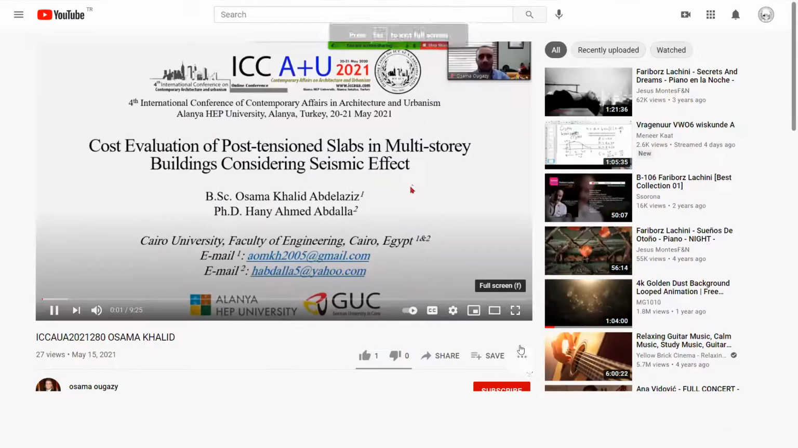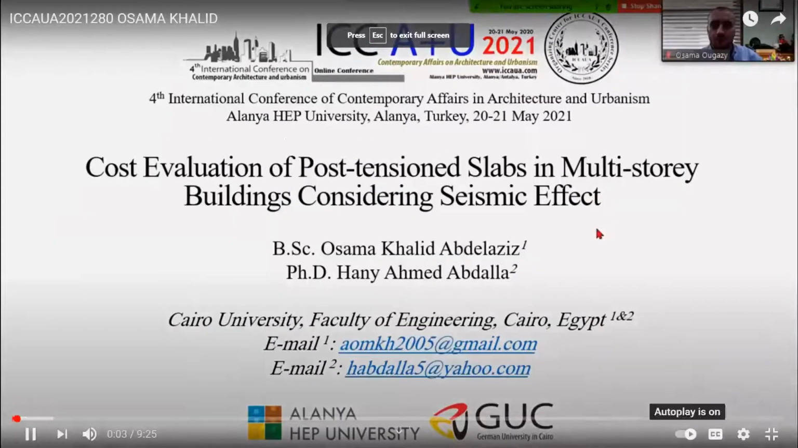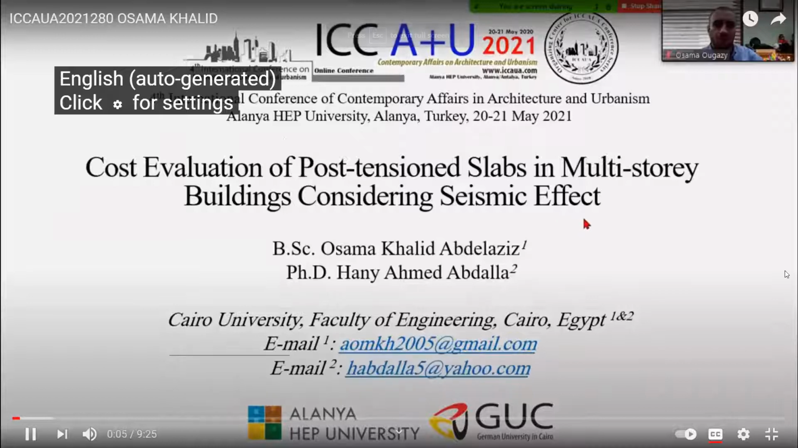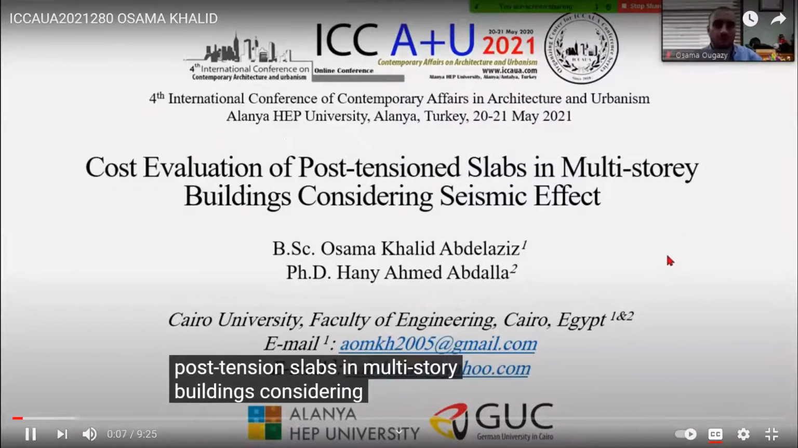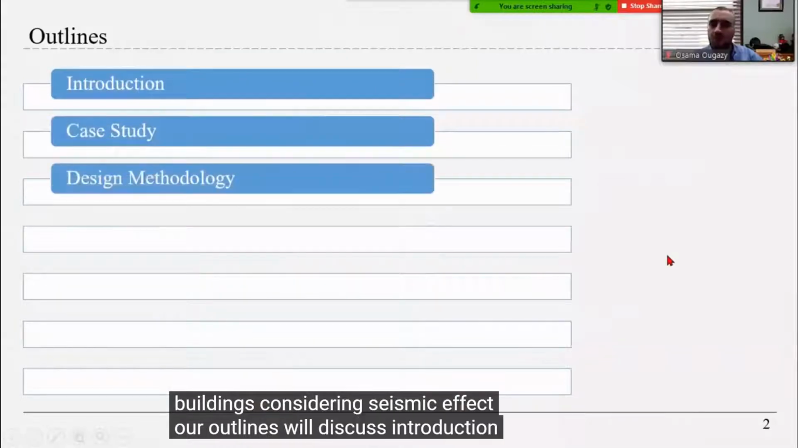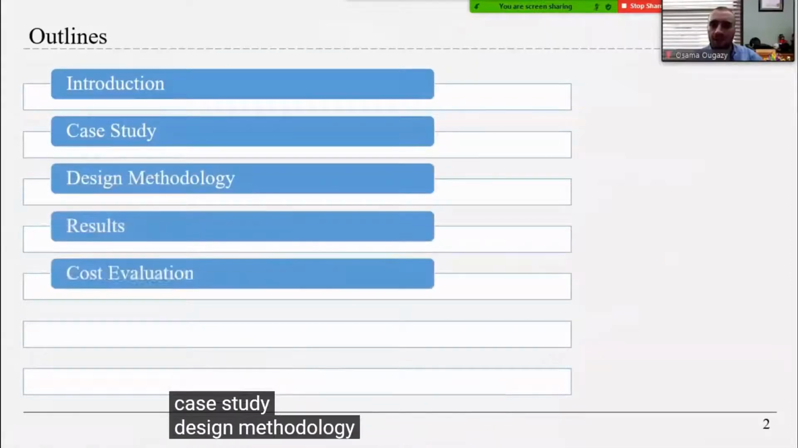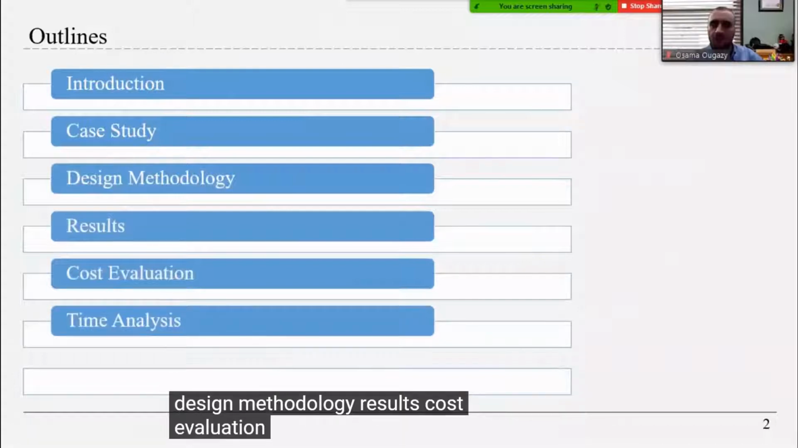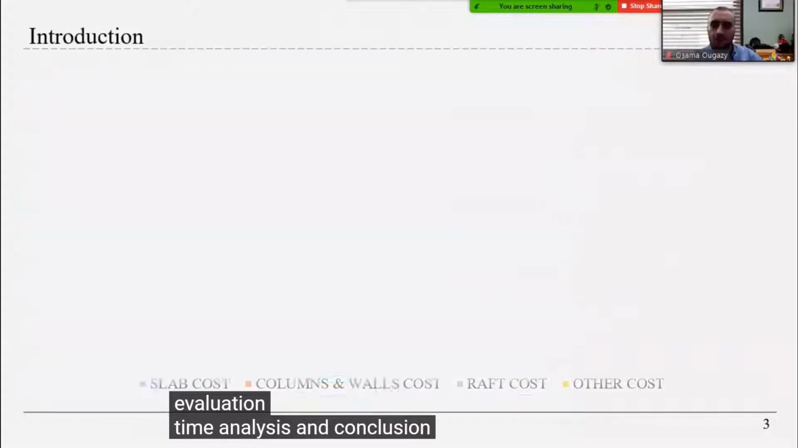Hi, this is Osama Khalid, and today we will talk about cost evaluation of post-tension slabs in multi-story buildings considering seismic effect. Our outline will discuss introduction, case study, design methodology, results, cost evaluation, time analysis, and conclusion.